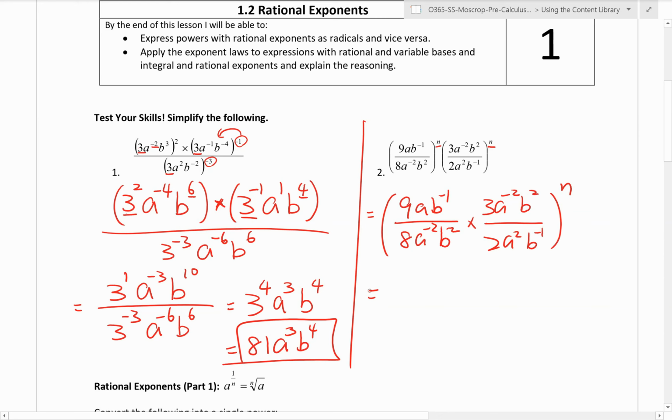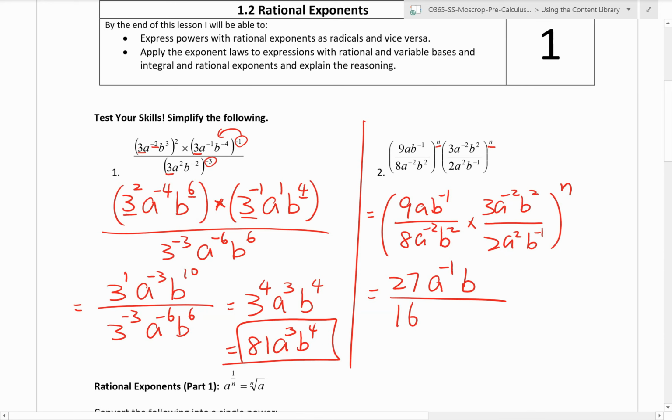So now what I'm going to do is multiply the numerators with the numerator and then the denominators together. 9 times 3 is 27. 8 times 2 is 16. We have a to the power of 1 times a to the power of negative 2. So multiply them together, you get a to the negative 1. For b, on the numerator, you simply get b, because negative 1 plus 2 is 1.